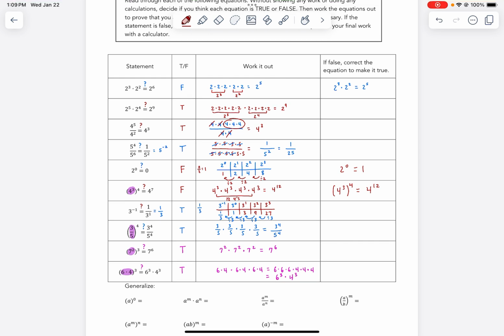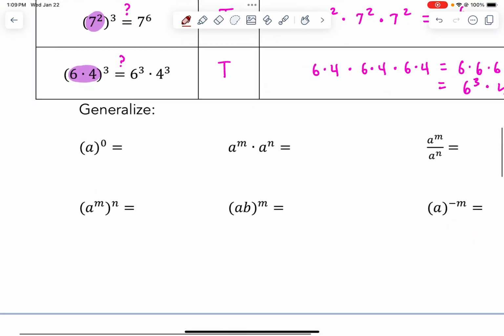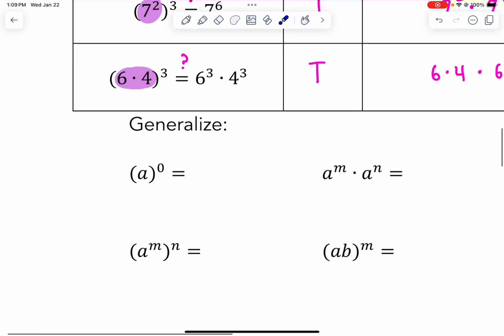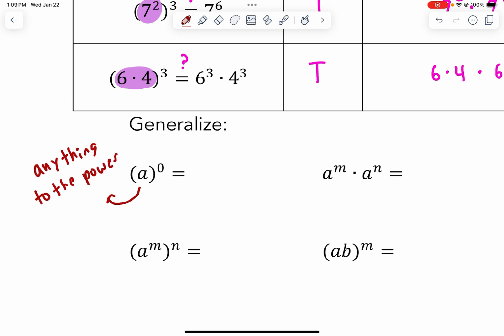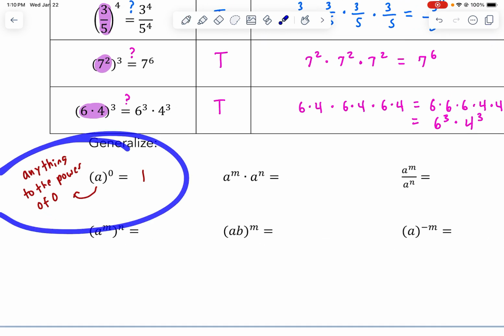Right. So I want you to be thinking about these little rules that we've been coming across here. In general, we can generalize this. So please make sure you write this in. Anything raised to the 0 power. Anything to the power of 0 will always equal 1. So this would be very important.